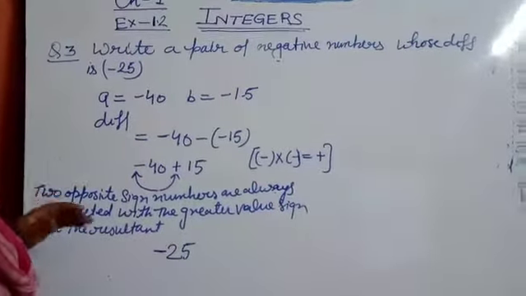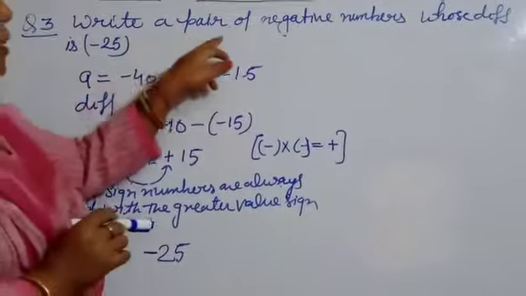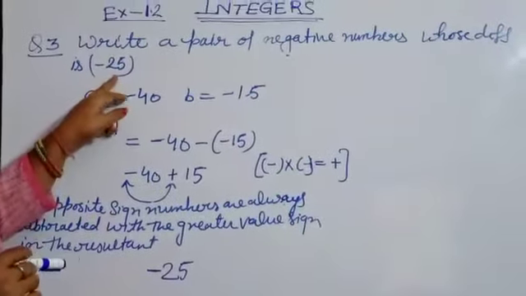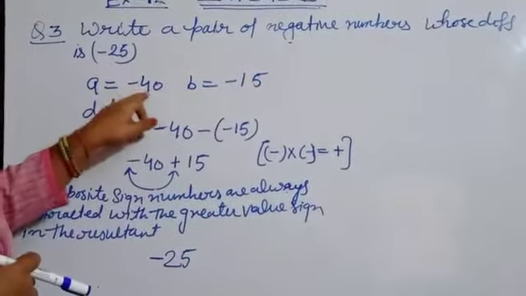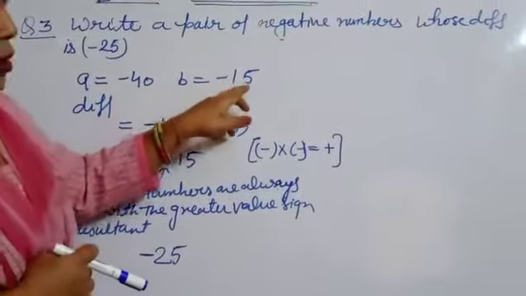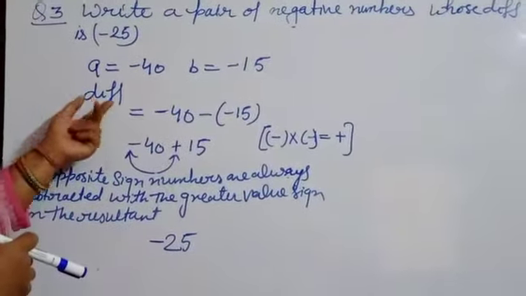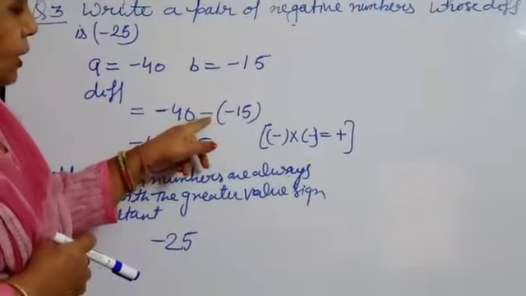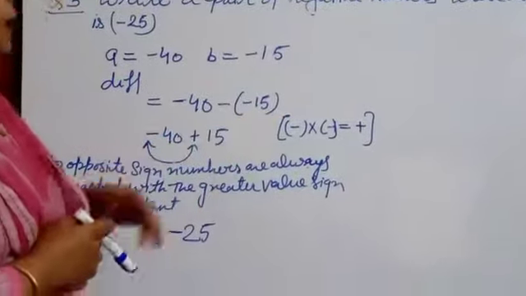See what was given in the question: write a pair of negative numbers whose difference is minus 25. I have taken two numbers. Suppose A is equal to minus 40 and B is equal to minus 15. Then we have to take the difference. In between both the numbers we put the minus sign, and as the second number is negative, we put this number in a bracket.